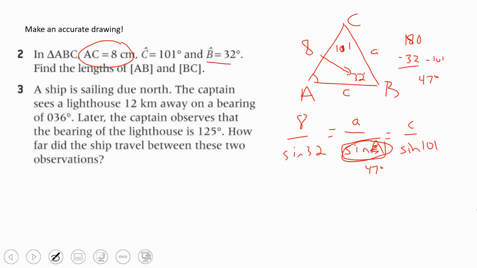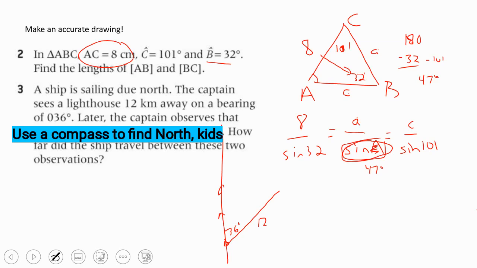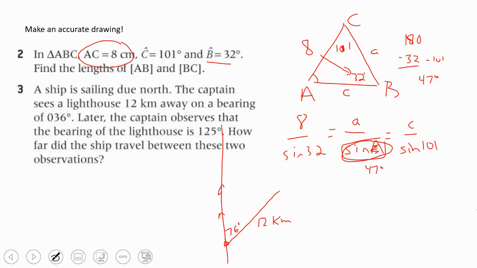The last one has to do with bearings. I just want to talk about this because there's a lot of times you get this in applications of physics and engineering and such. So there's a boat sailing due north, so it's sailing along here like this. And at a specific point in time, it sees a lighthouse 12 kilometers away on a bearing of 36 degrees. That means this angle right here is 36. Bearings are always done clockwise from the north-south line because you can always find where north is. So that's 12 kilometers, and the lighthouse is right here.